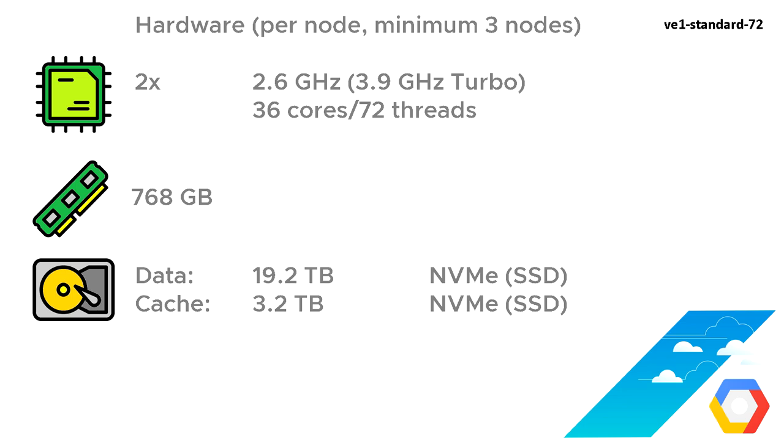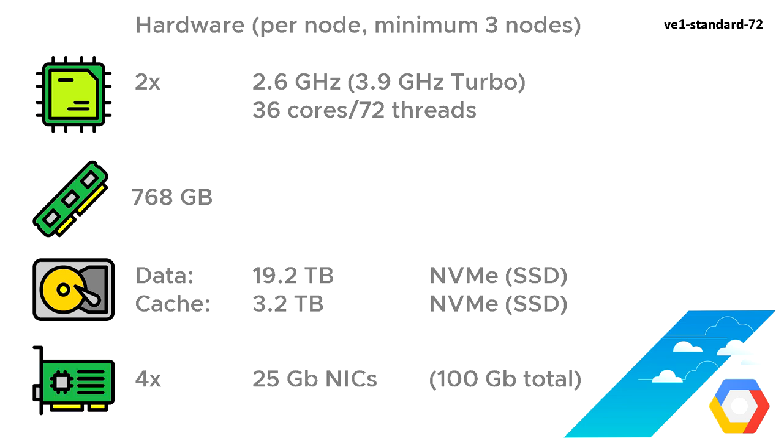So essentially 19 terabytes of storage per node, and another 3 terabytes to improve the performance with the write caching. Also in each server there are 4 network cards, each at 25 gig each, so there's a total of 100 gigs worth of networking capability in each node. So that's what you'll get certainly at release for the Google Cloud VMware Engine per node in that solution.